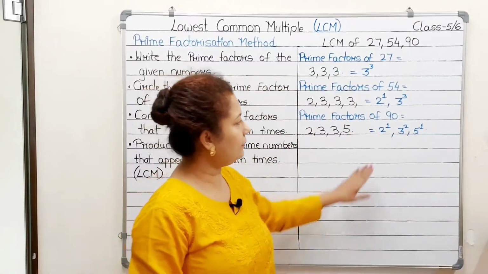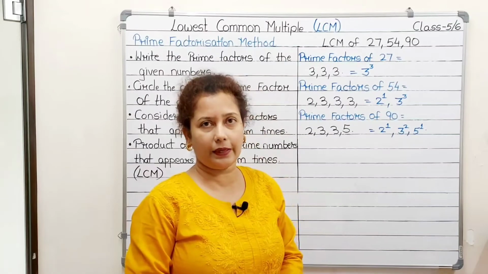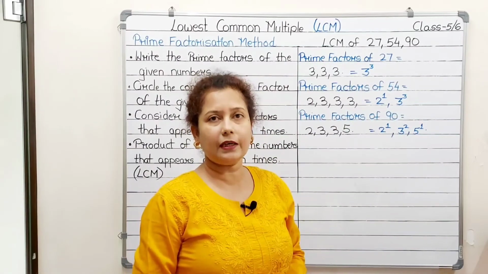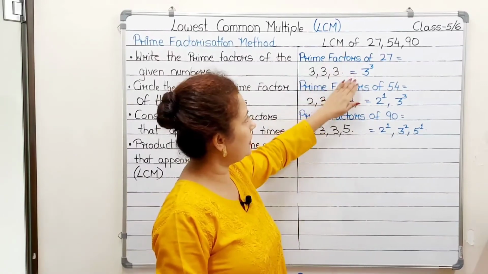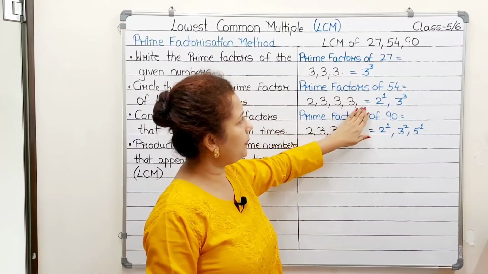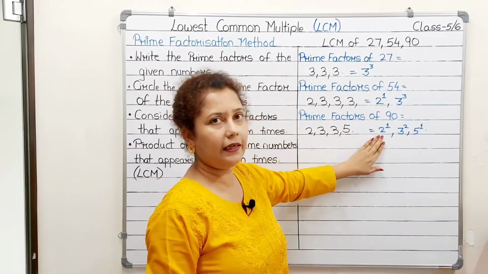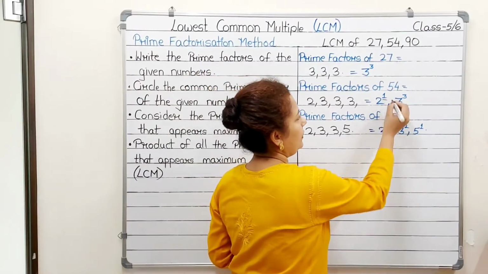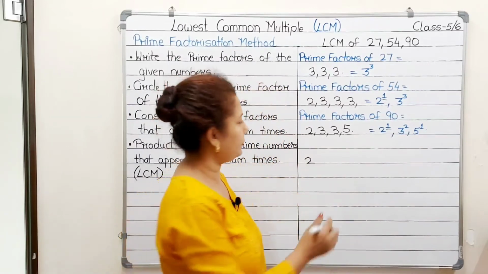So we are done with writing the prime numbers and how many times they are present for each number. First we will start with the first prime number, that is 2. 2 is not present in 27, it is present in 54. It is once and in 90 it is once. So we will take it common, any one we can take. So here we will take 2 1 times.